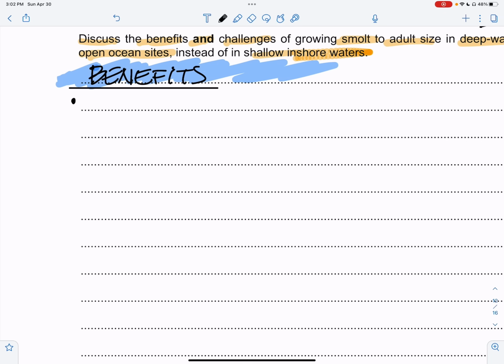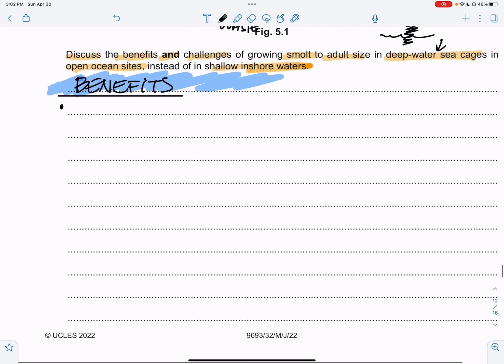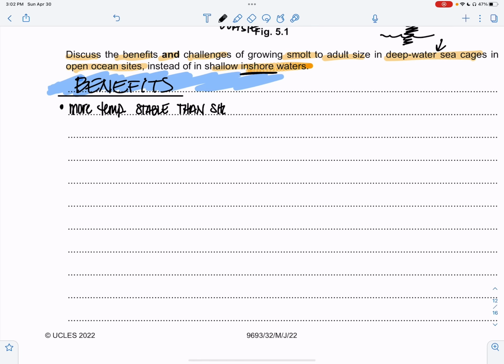It's going to be more temperature stable than coastal water. They said versus shallow inshore, so closer to the coast. This is offshore, open ocean, where the parts near the coast, shallow waters, are more able to have their temperature fluctuate. Open ocean typically does not. And temperature is necessary to maintain growth and oxygen amount. More temperature stable than shallow coastal waters.